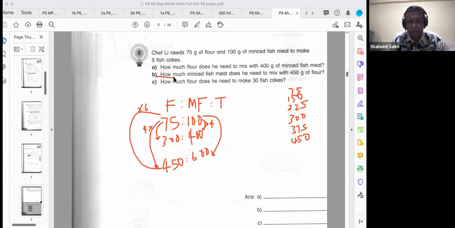Ready? You get it? You got to times by 6 to get 450. 75 times 1, times 2, times 3, times 4, times 5, times 6. 75 times 6, you get 450. So 100 times 6, you get 600.